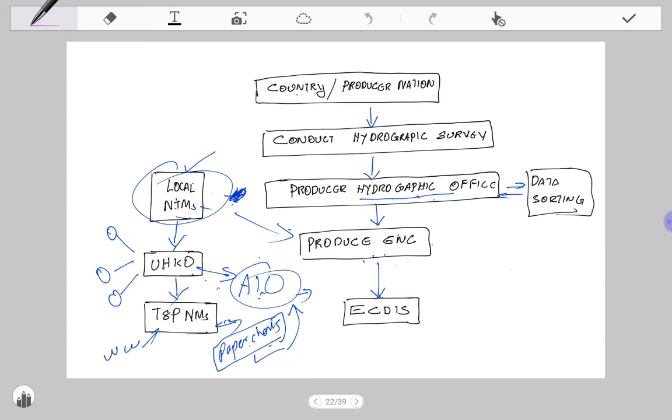Like I explained in the first slides, whenever any country or producer issues a local notice to mariners, it is sent to UKHO, and from there it is produced as a notice to mariners or AIO. For these steps there will be some delay. We always want the updated information.